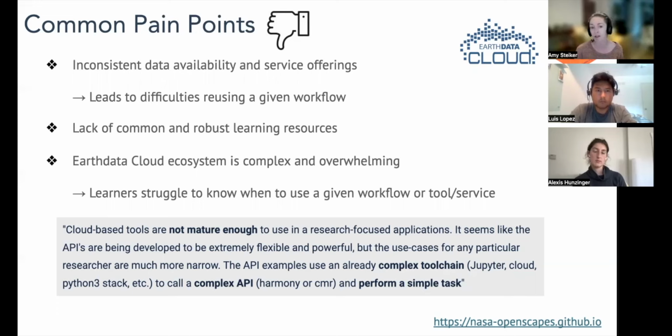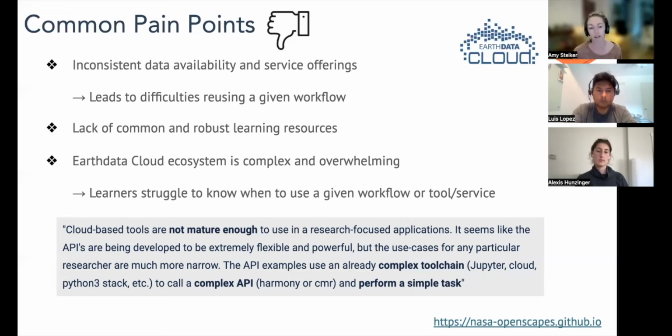The next is lack of common and robust learning resources. As we talked about, I think it's really important that we are building these common tutorials for our users. And also note that currently the Earth Data Cloud ecosystem is complex and overwhelming. There's a lot of vocabulary that our participants need to learn, and this question of when and why to use a given workflow or tool or service. There's still a lot of options, and understanding when they'd use something and why was really important.